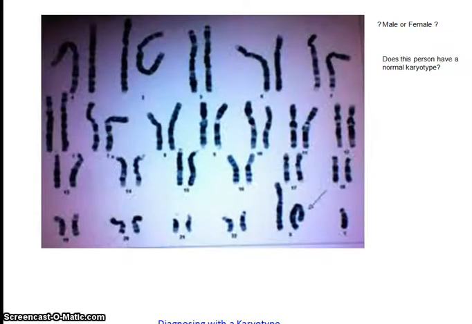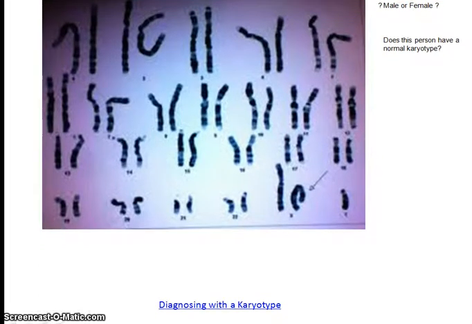So here's another karyotype. Is this a male or a female? Come down here and notice there's 2 X's and a Y. So male or female. And is this normal? No, this is not normal. This is called Klinefelter syndrome, and the person actually has 2 female chromosomes, which make them have female characteristics, and a Y chromosome, which would be contributing to the male characteristics.